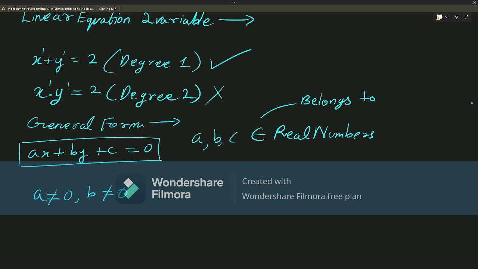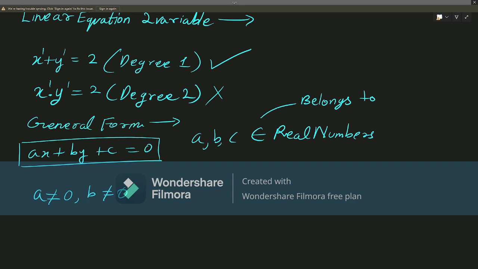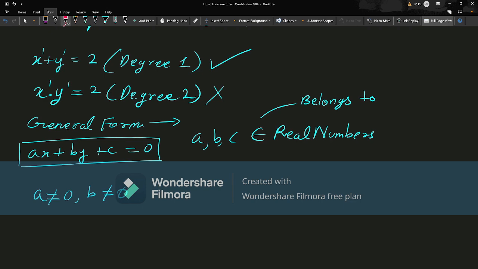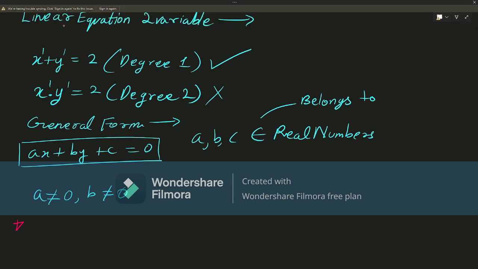Now, there's one more point that you need to remember. I will write it in red pen because this is an important point. Star, there are infinitely many solutions for a linear equation.